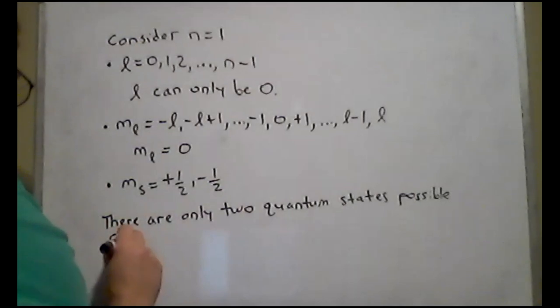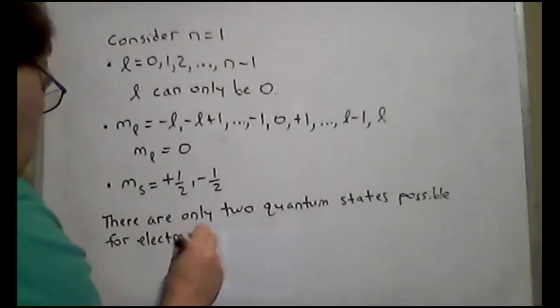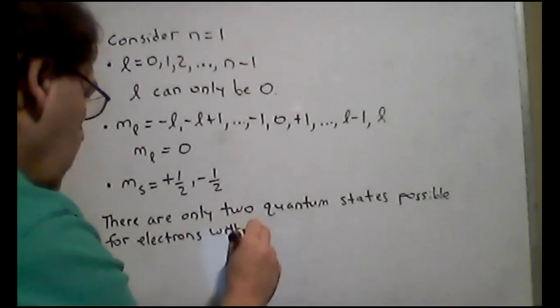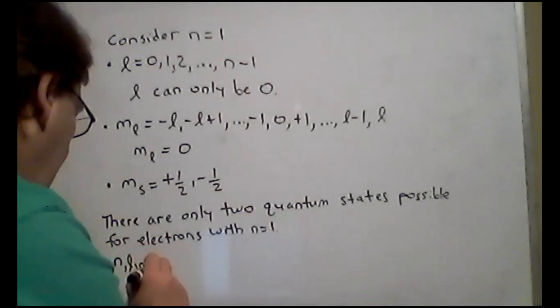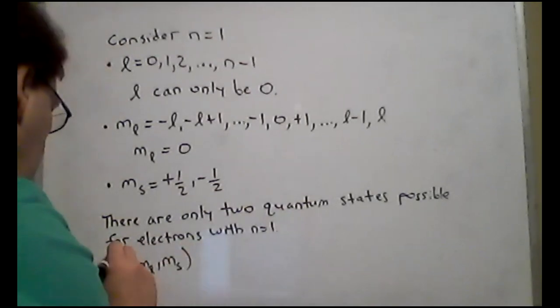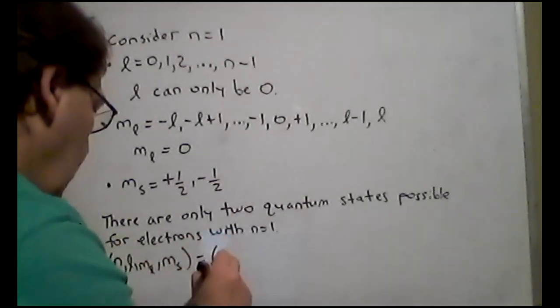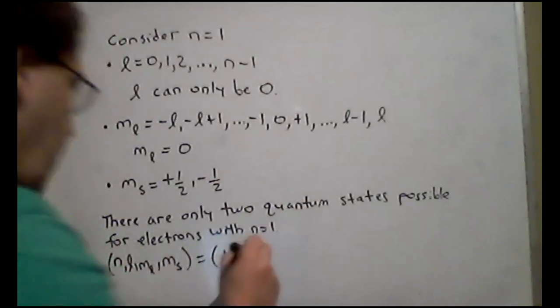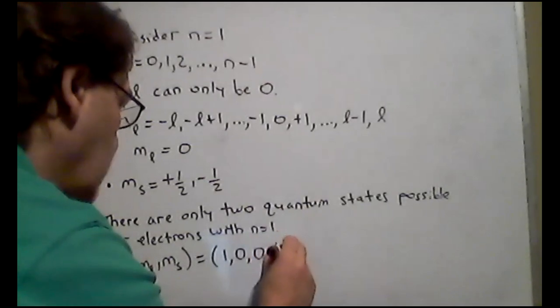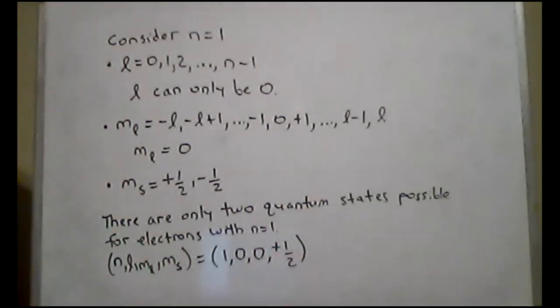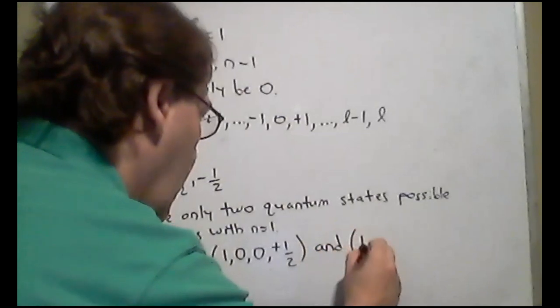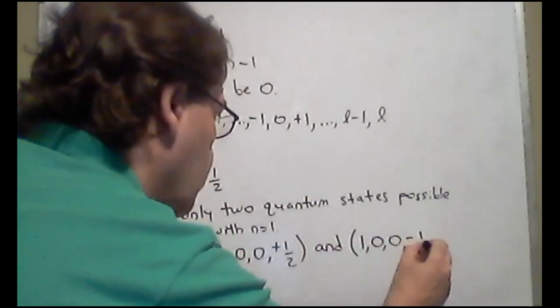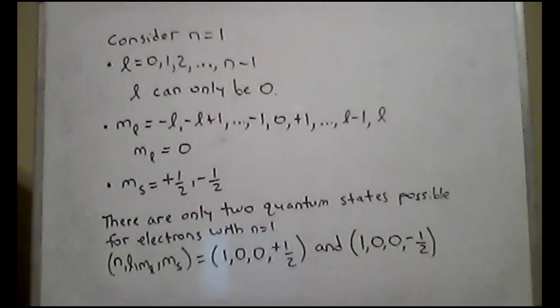For electrons with n equals 1, n, l, m sub l, m sub s equal to what? n equals 1 forces l at 0, that forces m sub l at 0, and I can have 2 possible values of m sub s, plus 1/2 or minus 1/2. So one state would be 1, 0, 0, plus 1/2, and the other 1, 0, 0, minus 1/2. So one electron is spin up, the other electron is then spin down.